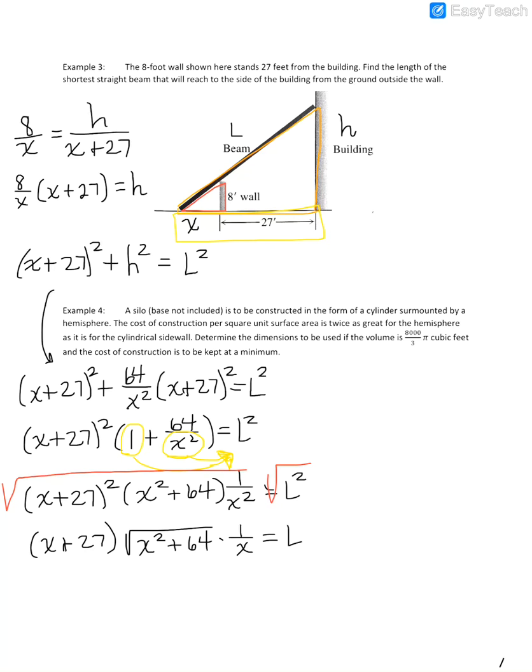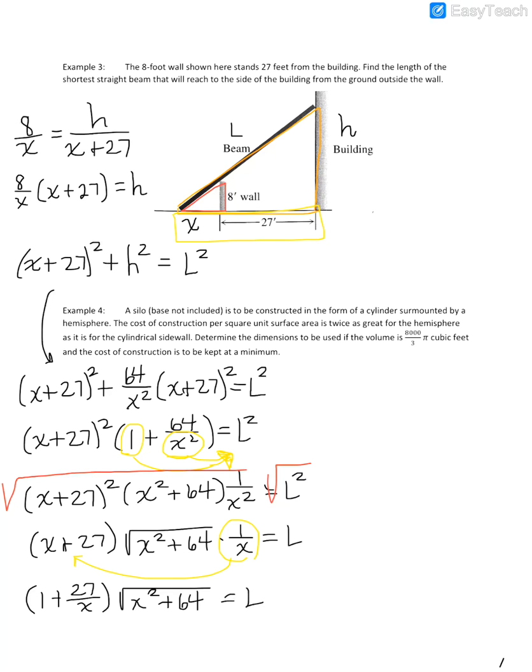Okay. So remember, I'm trying to minimize the length of the beam L. So now I'm going to do my derivative. Actually, I'm going to do one more step before we do that. Right now, see how I have 3 different things multiplying? I have the x plus 27, I have the radical x squared plus 64, and I have the 1 over x. What if I bring in this 1 over x? I'm going to bring that in here because now I would just have 1 plus 27 over x. All right, now when I do my derivative, I only have 2 things, okay?